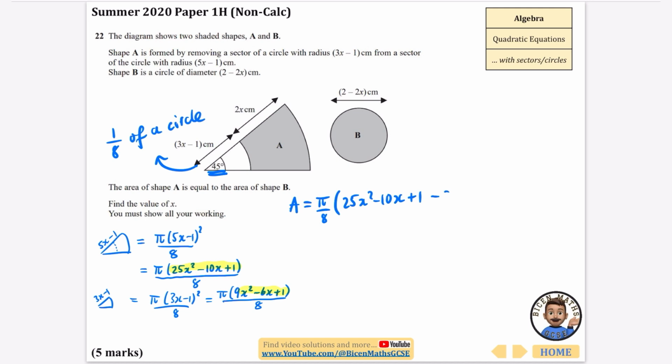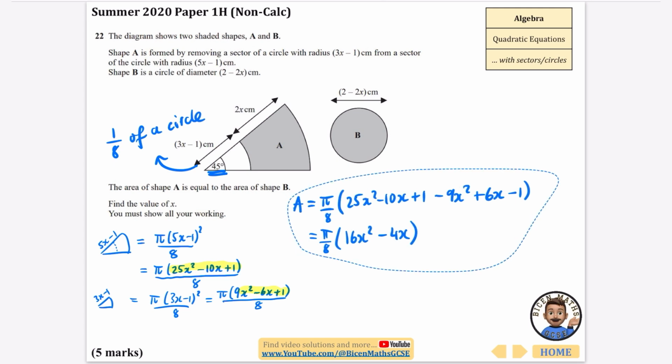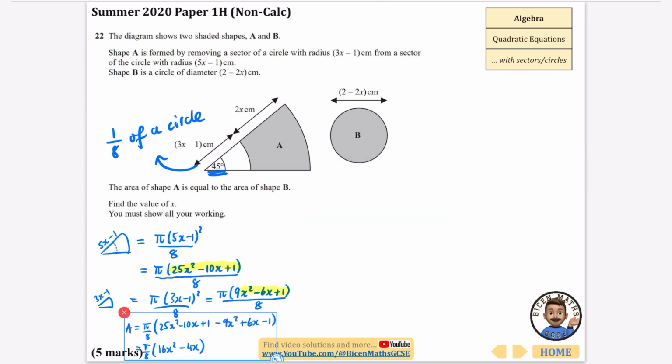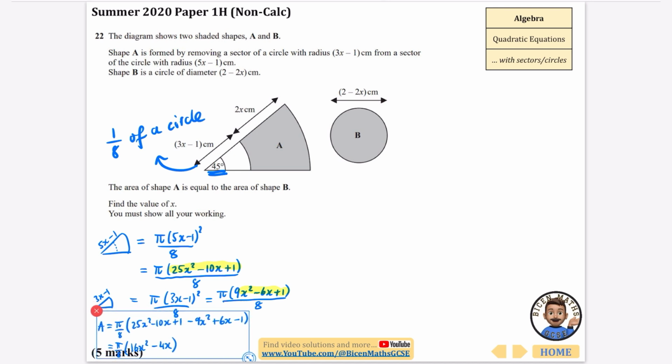Now when you subtract that, you're going to subtract a 9x squared, but when you subtract a 6x, it becomes a plus, and then we're going to subtract a 1. So that is pi over 8. 25x squared minus 9x squared is 16x squared. Then we have here minus 10x plus 6x is minus 4x. And then we've got the 1 and the 1 cancelling out, luckily. Whew. Let's shrink this down so that we've got some more space. Okay, I'll see if I can put that in this section.